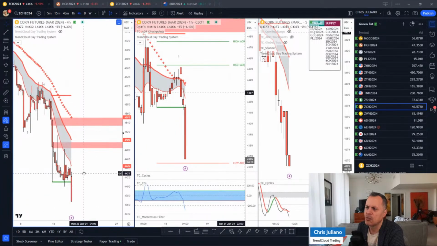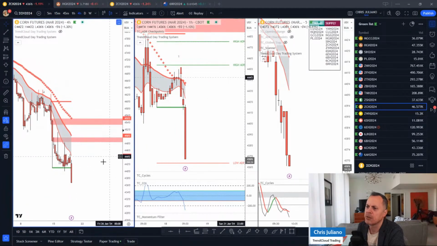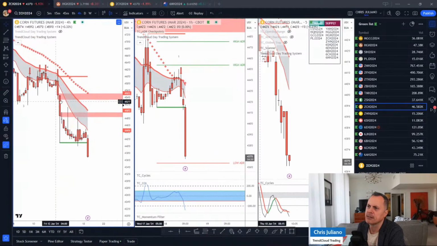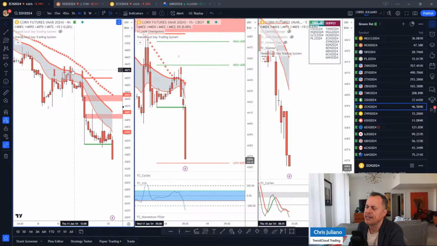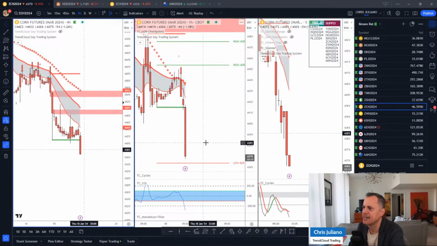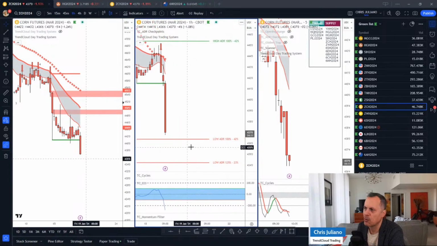Let's check out corn. Really nice downtrend, right? We're starting to head into that fifth wave. A lot of trend cloud signals here. Really nice move down, starting to head into that fifth wave. And look where we're at, guys.